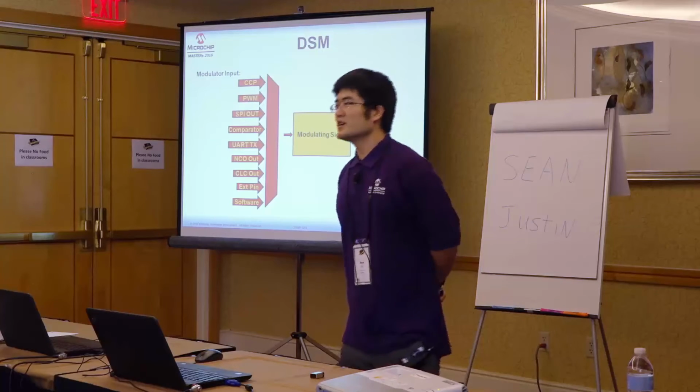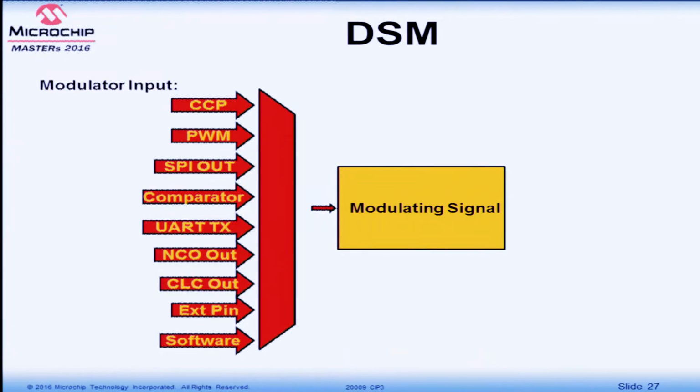Now, what can we use as the input for our DSM? For your modulating signal, you can choose a bunch of signals internally or externally as your input signal. You can choose your CCP, your PWM output, your SPI, comparator, UART, EUSART, CLC. It can also, of course, come from an external pin as your modulating signal. And it could also be set in software. So you write your data to a register, and it outputs according to the content of your register, right?